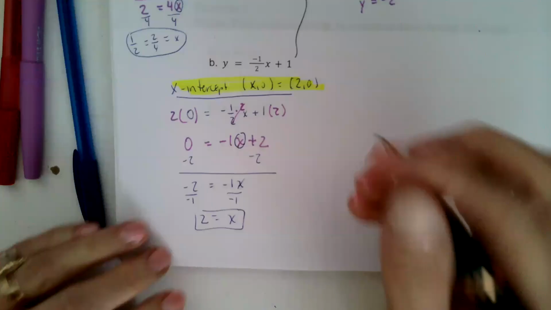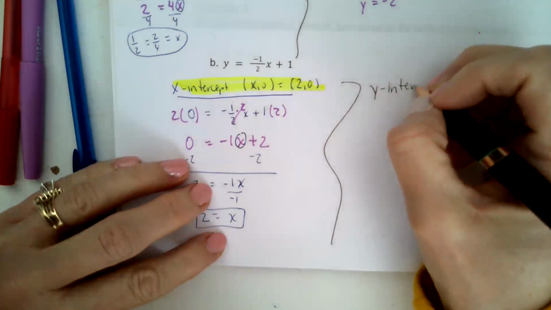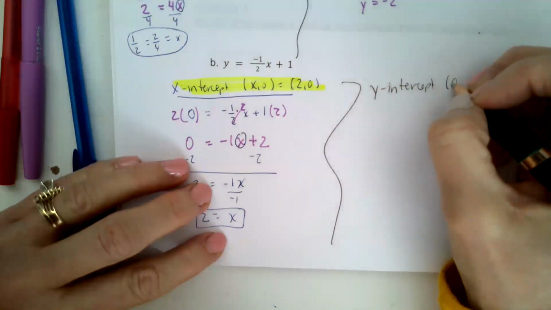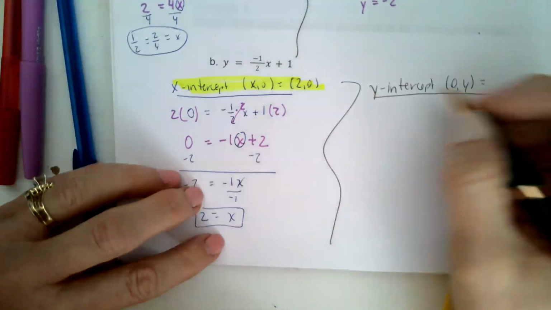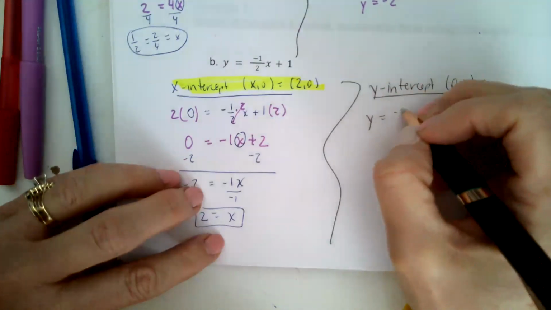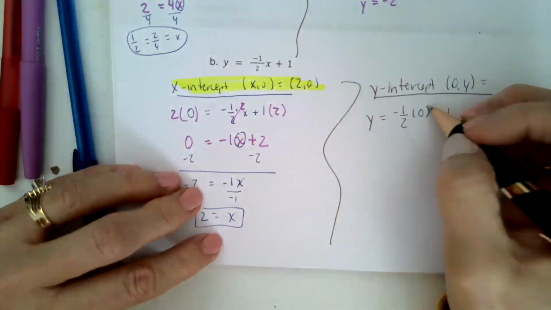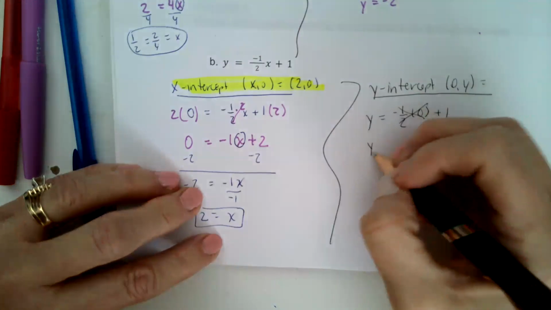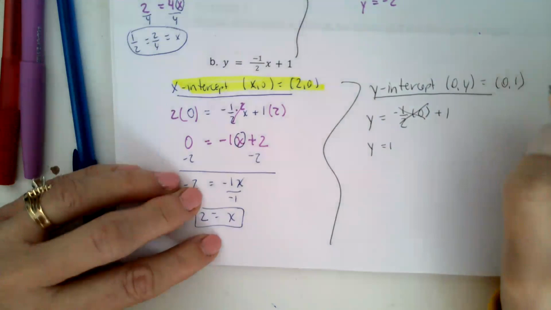And then my y-intercept is when x is 0. So y equals -1/2 times 0 plus 1. That goes to 0, so y equals 1. So my y-intercept is at (0, 1).